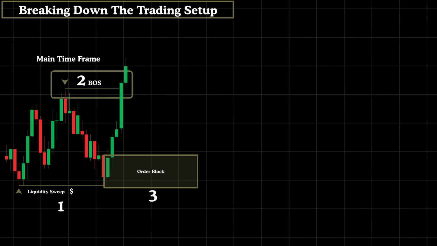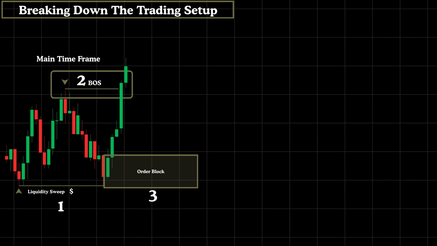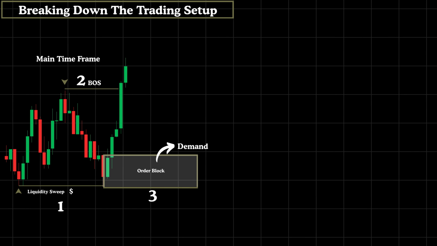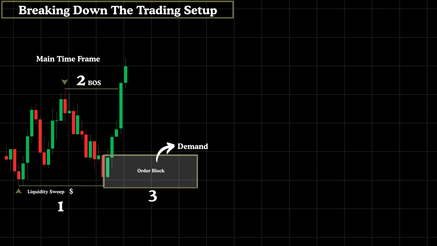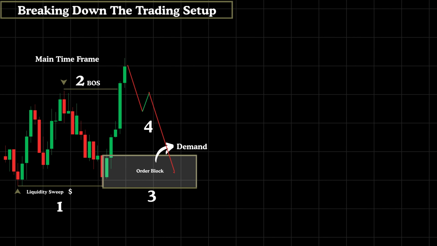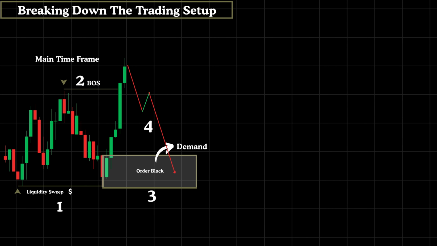That becomes your higher time frame point of interest. More often than not, price revisits this order block, acting as a demand zone where smart money re-enters. After marking this block, the next step is to wait for price to retrace into it. That's where the trading opportunity appears.